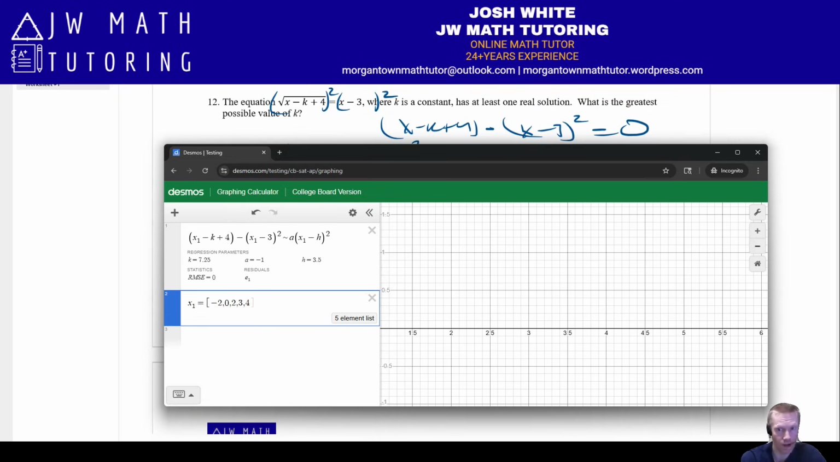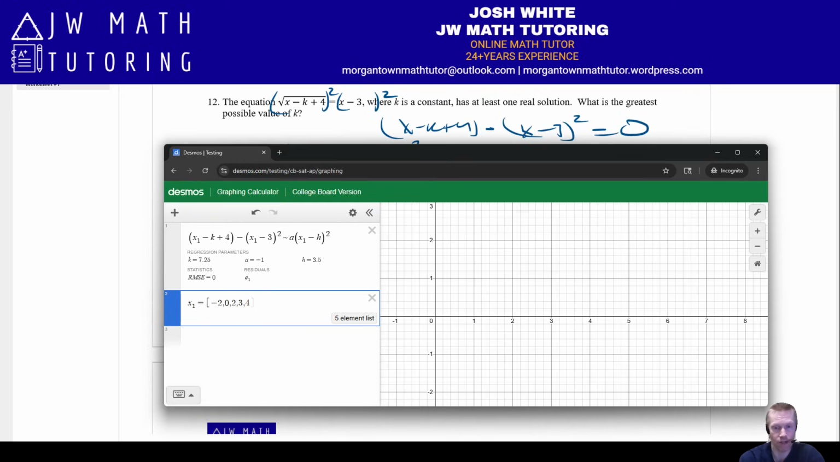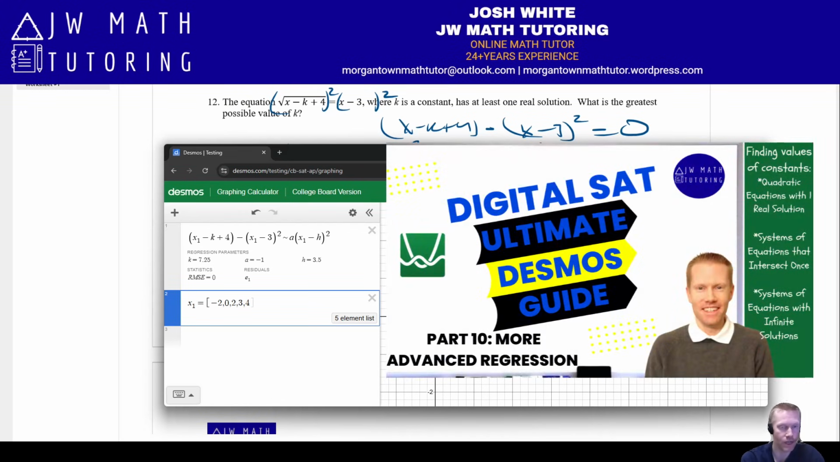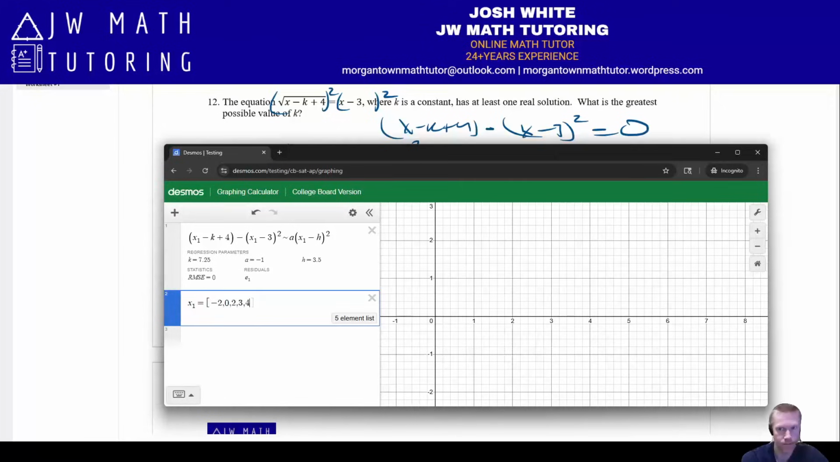It does not graph the functions on this one, so that is one of the advantages to using the derivative method. But this method can be useful as well. Again, this is called like the vertex method. If you want more information on how this works, check out my Ultimate Desmos Guide to Digital SAT Math, and I will put a thumbnail on the screen showing you which specific video covers this.